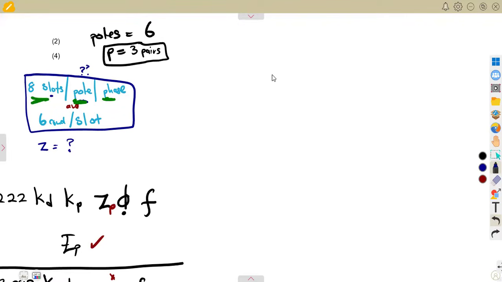So how many slots? The number of slots. They are saying there are 8 slots per pole, times the number of poles, because, guys, per means per each: 1, 2, 3, 4, each. So if there are 2, you multiply by 2. If there are 3, you multiply by 3. So how many poles? Because it's per pole. How many poles?